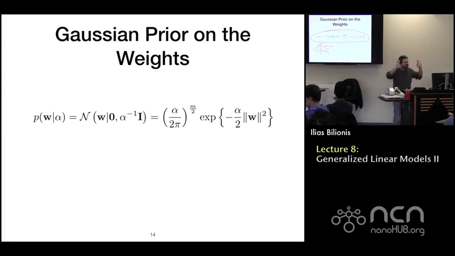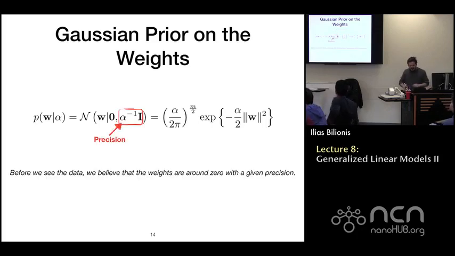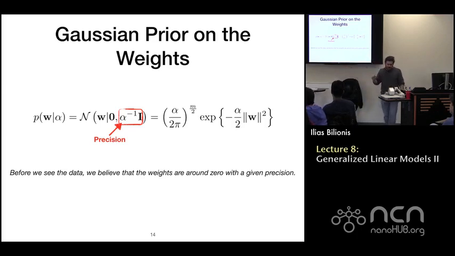But this is just a choice, okay? Just the model of my state of knowledge about that W before I start seeing data. Anyway, a name for that alpha is precision. And this is the interpretation. Before we see the data, we believe that the weights are around 0 with that given precision. That's what this statement means. This may be true for whatever I'm doing right now. It may not be true for your problems, but it's a starting point if you have absolutely no idea about what that W is. Okay?